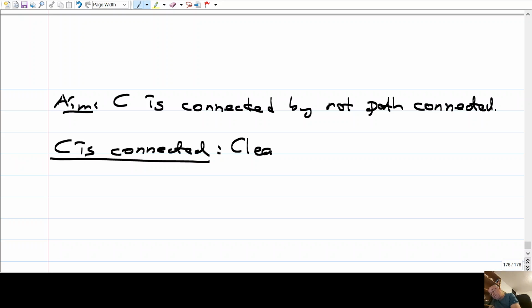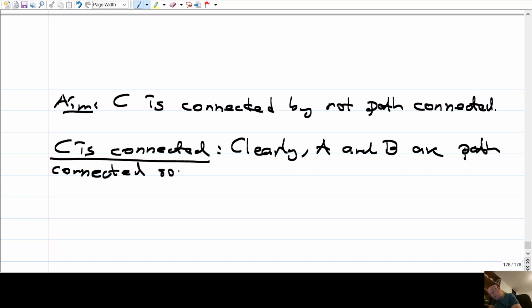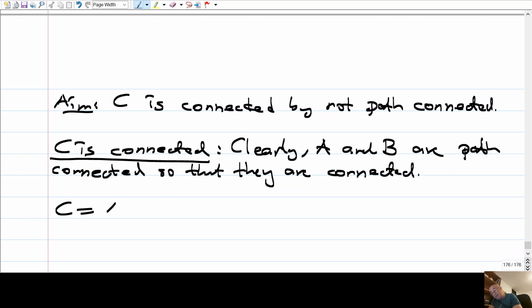Clearly, A and B are path connected, so that they are connected. We know that any path connected subset is connected. But our aim is to show that C is connected. Now, C is A union B.